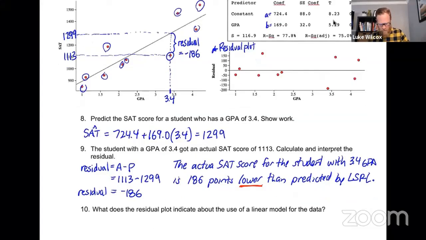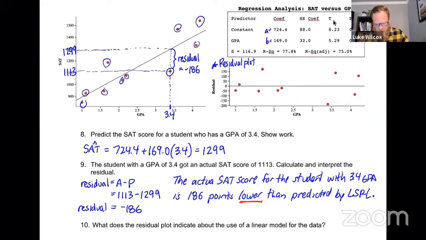All right, let's move to, oh, by the way, I want to note here, when you look at the residual plot, find the X value, the GPA of 3.4, and you can find that student that we've just done the calculation for. And sure enough, if you look over here at the residual, it seems reasonable that that residual would be negative 186, right? You can see that in the residual plot. So let's talk a little bit more about that residual plot.